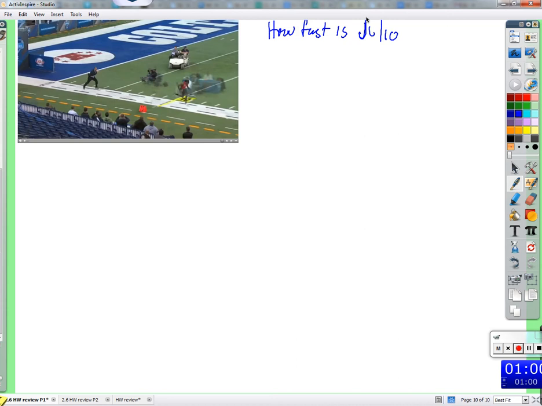Okay. Excuse me. So how fast is Julio? That's the question. What's another question? How much faster is Julio than the suit guy? That's just a question of the distance difference between the two of their speeds. What's the difference between strides that each person takes? The difference in strides? Okay.